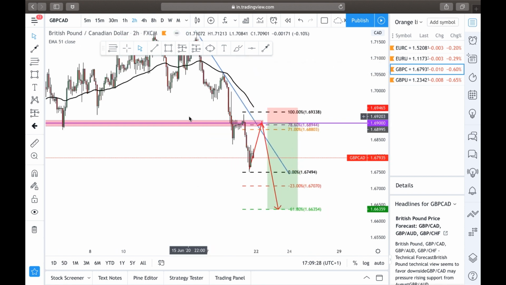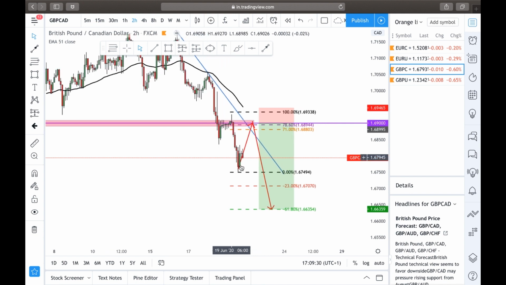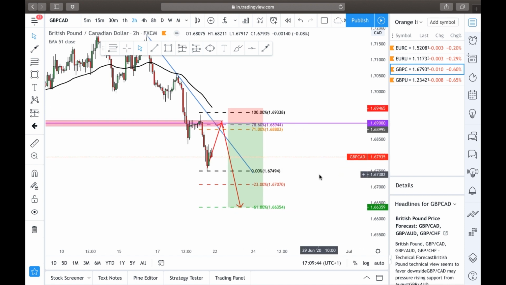263 pips. So what I'm looking for is basically the retracement into our zone here, and then the rejection on the 2 hour rejections. So 3 candlesticks showing, you know, shooting star, doji, spinning top, something like that. And then that will show the rejection, and then we'll get on the trade.